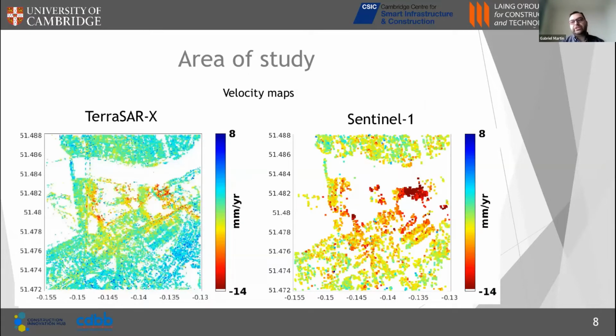Regarding the Battersea Power Station case study, these are the velocity maps for TerraSAR-X data and also Sentinel-1 data. The map shows the average displacement over a year for each point. We can observe that in the central region, there are some points with subsidence of up to -14 millimeters per year due to the dewatering activities that I mentioned. And we can observe that using both satellites, both sensors, Sentinel-1 and TerraSAR-X, we can get similar results.